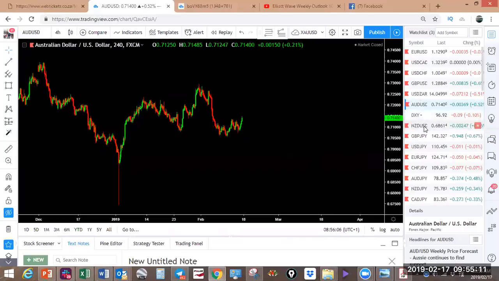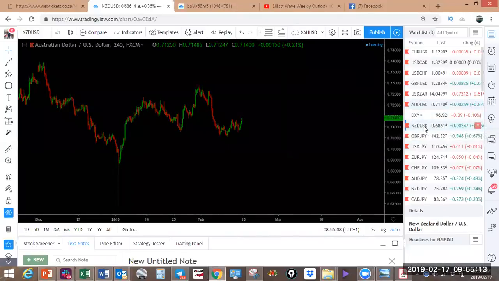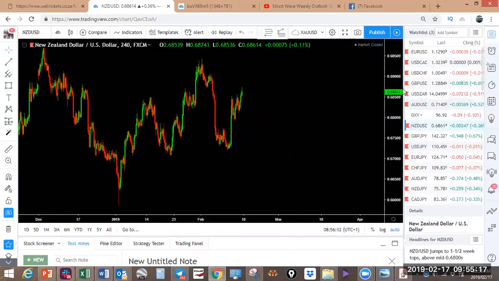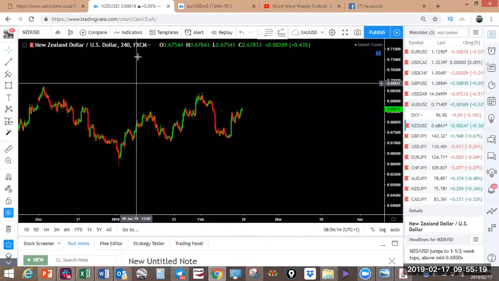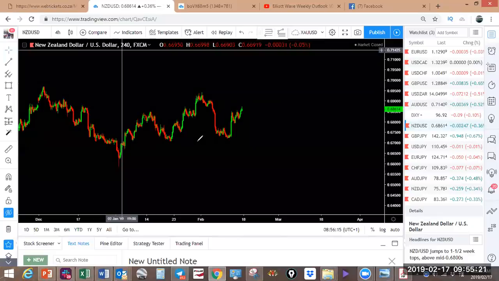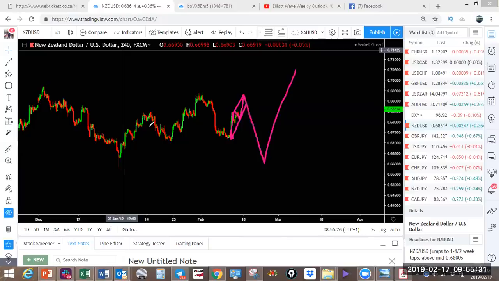Right, so that's Audi US dollar. New Zealand should be the same also. We're looking for this. Let's look at New Zealand. So this on New Zealand could be doing this, and this being a corrective structure, and then we're going to come down with this move. So this one here is a 1, a 2, a 3. And then we're getting this one here, could be 1, 2, 3, and then we go. So let's see how that plays out.